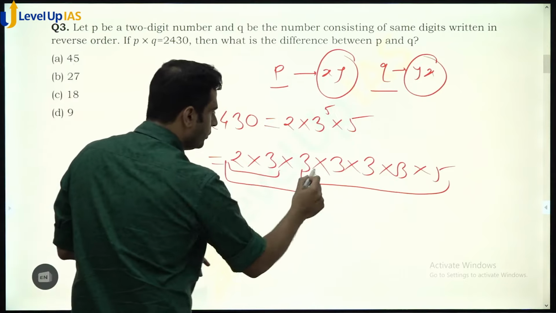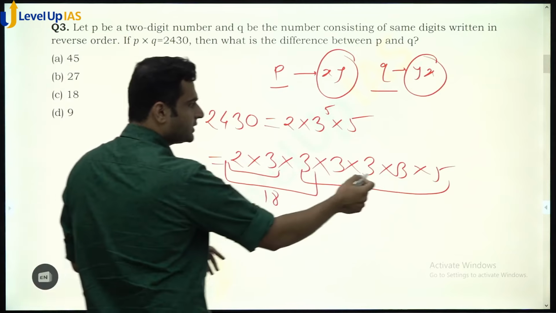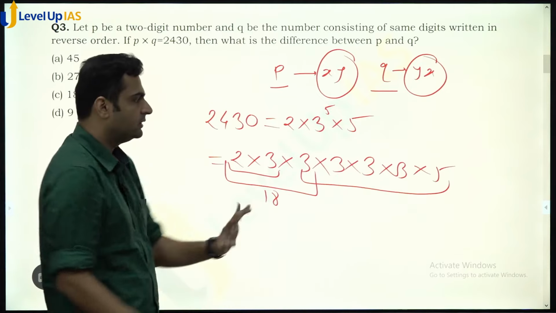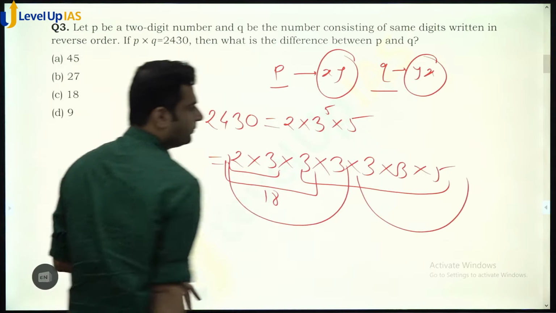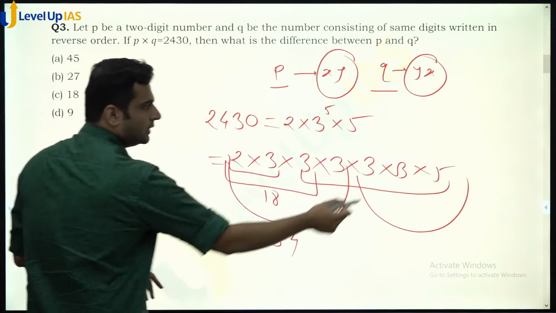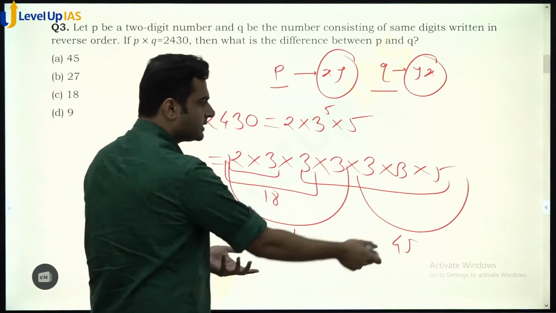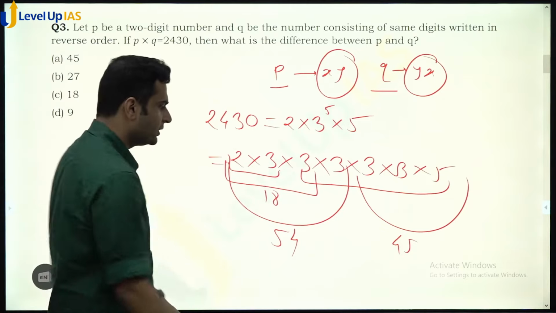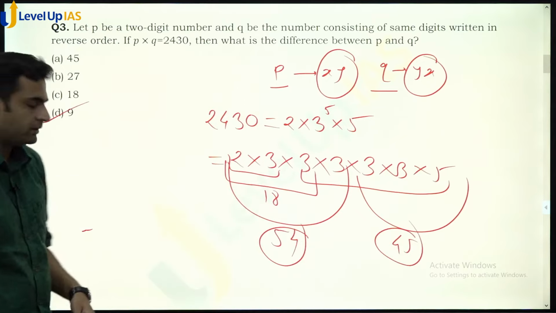Now let us check this group. 2 into 3 into 3, what is this? 9 into 2, 18, but this is 81 into 5, that is a 3-digit number, that is also not allowed. Now let us check this group. What is this? 3 into 3 into 3 into 2? It is 54 and this is 45. Are they reversals of digits? Yes. This is just simple trial and error after you find the prime factorization. 54 and 45 are P and Q, and the difference is 9.